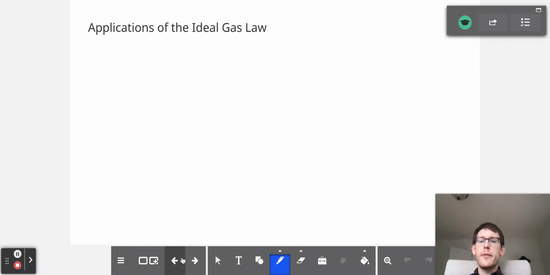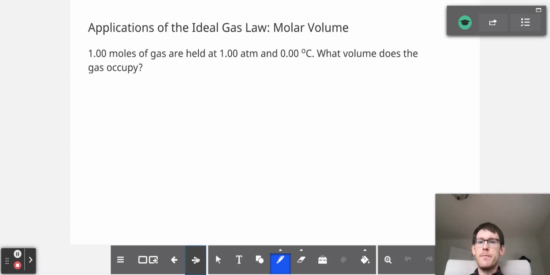In this video, we're going to learn about applications of the ideal gas law. And the first is molar volume. So if we know that we have 1.00 moles of any gas that are held at STP, which is standard temperature and pressure, or 0 degrees Celsius and 1 atmosphere, we can figure out the volume that the gas occupies using the ideal gas law.